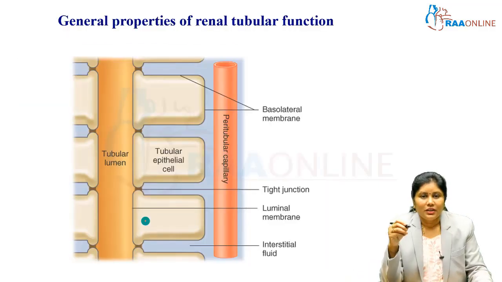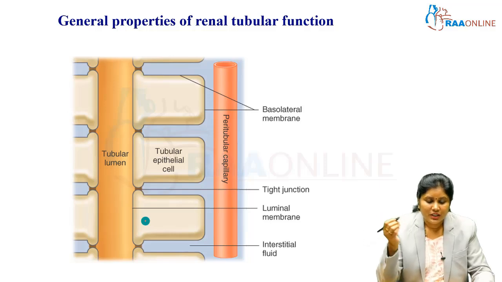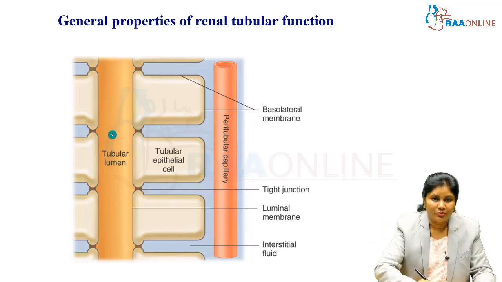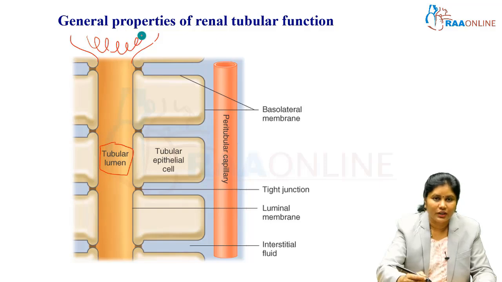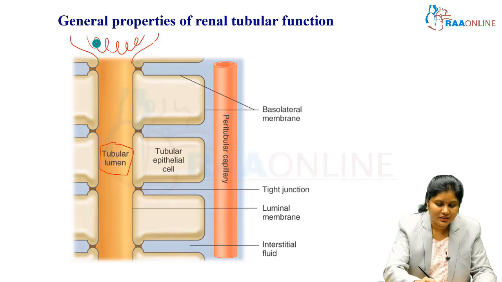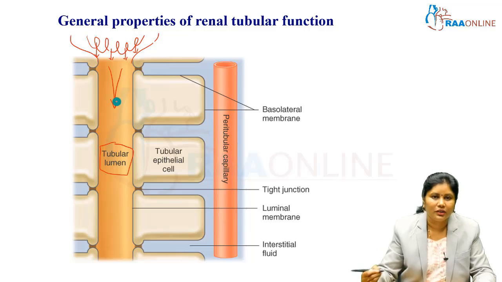Fine. Now let us see the structure of the nephron across which the solutes are getting transported. So this is the tubular lumen. Before that, I would like to draw the glomerulus here. Maybe this is the glomerulus and you have got the tuft of capillaries here, and from the capillaries the fluid gets filtered into the Bowman space and this fluid now is going to the renal tubules.